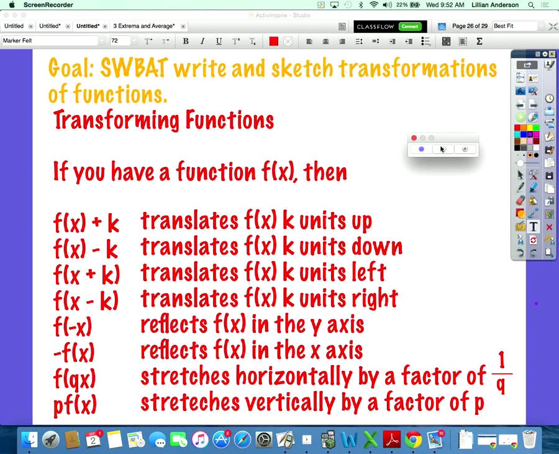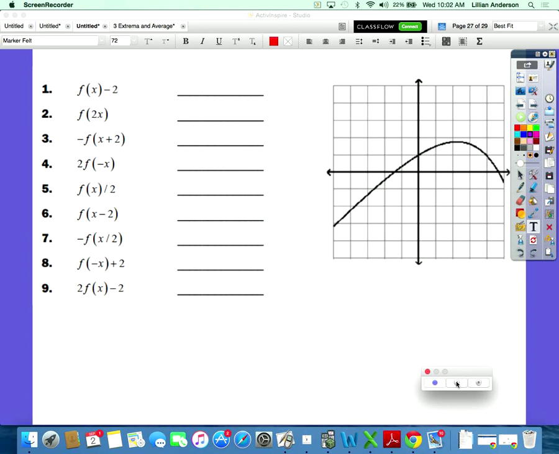Okay. So what we're going to do, that's the last little bit to refresh your memory on the transformations. We're going to do a whole bunch of examples, just to make sure we're good. So you had to match the graphs at the bottom of the page to the function.